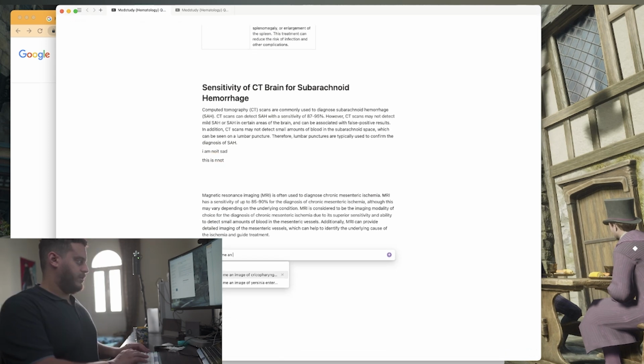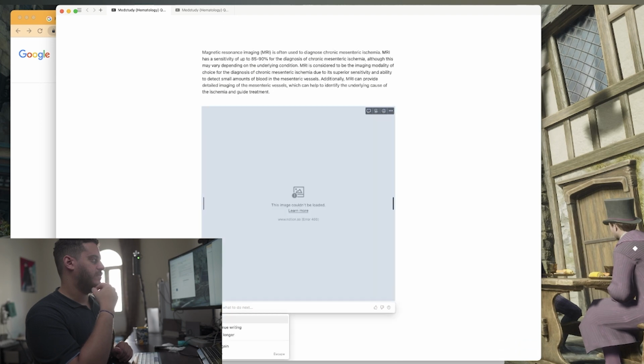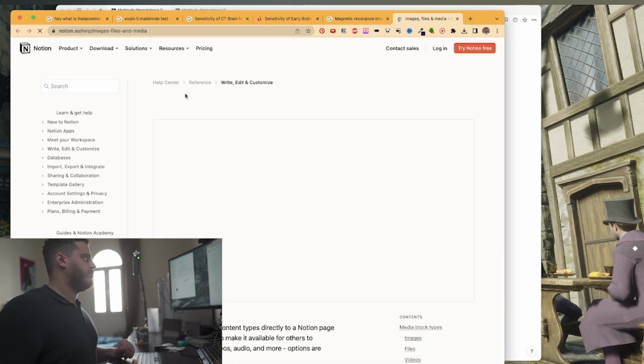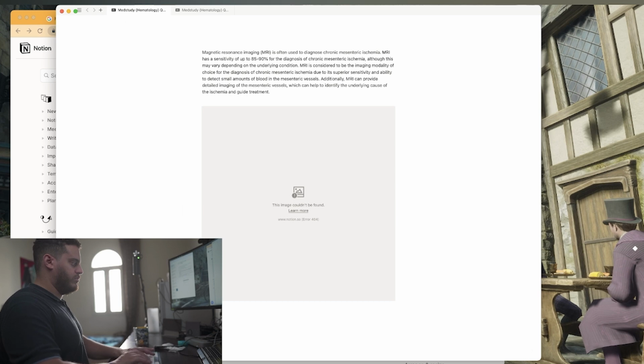Anyway, let's try something even more niche. Show me an image of MRI of chronic mesenteric ischemia. So what happens is it starts to put an image, but then it gets an error 400. Learn more, if you go to learn more, it's an error 400. If you go to learn more, you're just going to get this issue. I even emailed them.